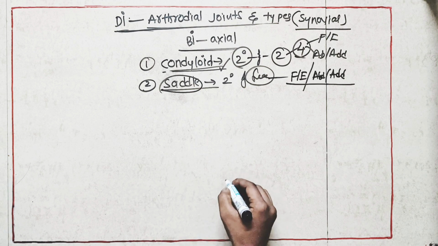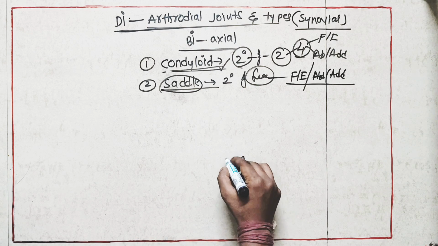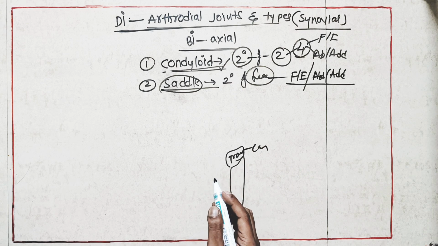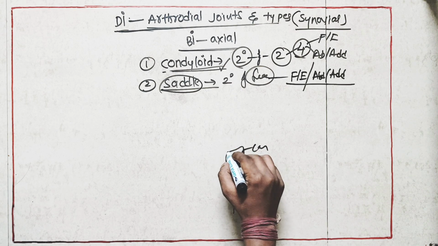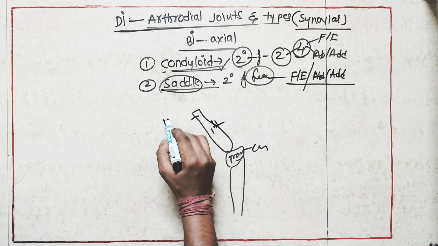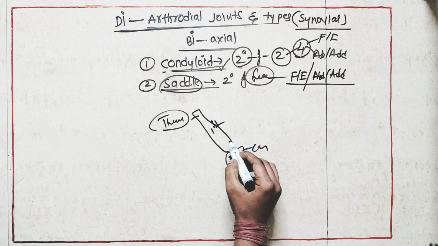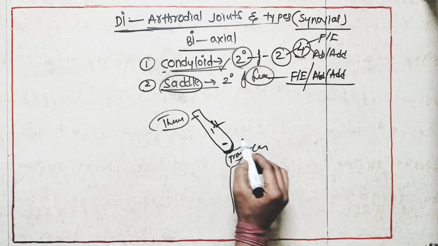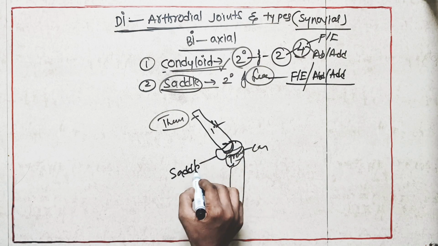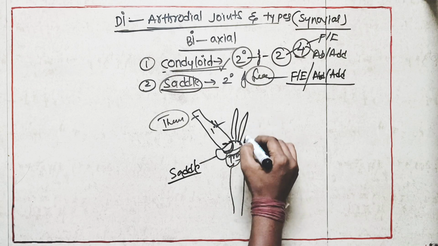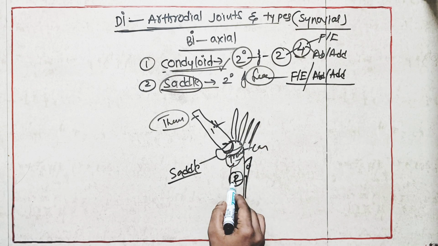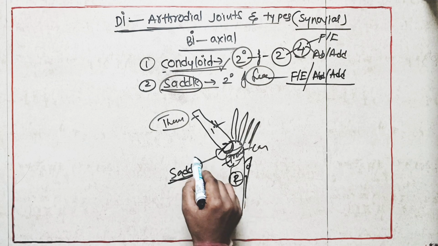Suppose if we take, this is our radius. Here we'll be having trapezium carpal bone. Then here we can see the first metacarpal. This is nothing but thumb. Okay, first metacarpal. The articulation between first metacarpal and trapezium is the example for the saddle joint. From here we'll be having remaining four fingers. This is our ulna, this radius. So between trapezium and first metacarpal, saddle joint will be there.